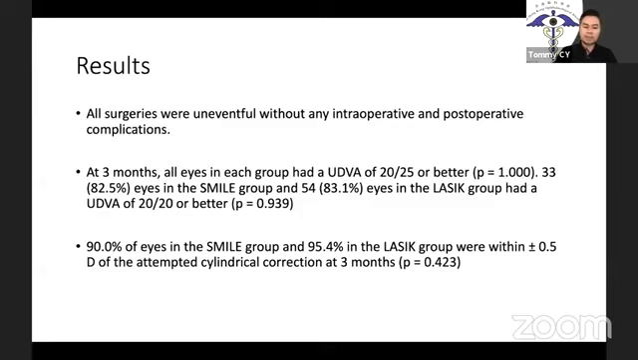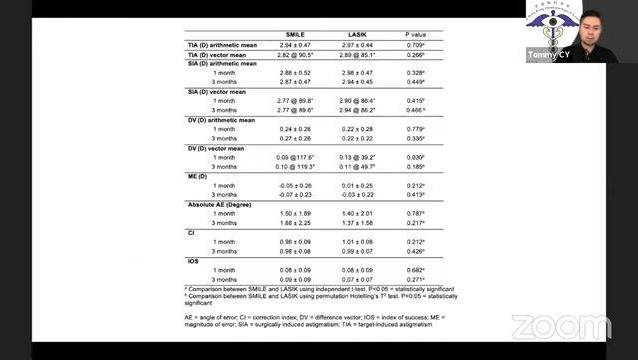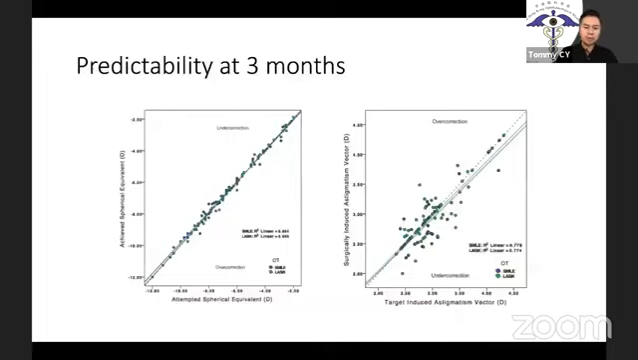And 90% of the eyes in the SMILE group and 95% in the LASIK group attained within 0.5 diopter of attempted cylindrical correction at 3 months. So after the vector analysis, you can see they are pretty much similar between groups. This is the graph of TIA versus SIA, to show any under- or over-correction. The correction is quite good.